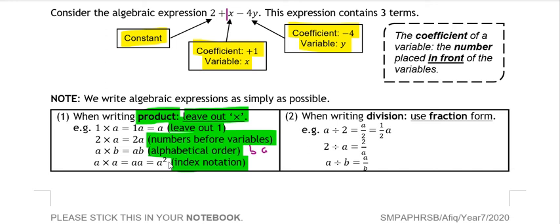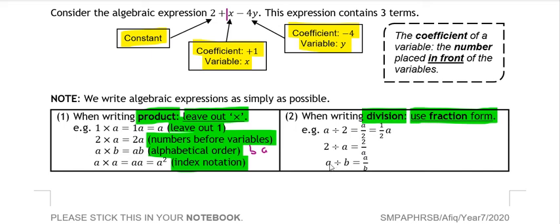Okay, let's do the second one, which is when you write division. When you write division, generally you have to use a fraction form. So here, let's say you have a divided by 2. It is equal to a over 2, or you can write it as half times a, half a. And then 2 divided by a, 2 will be on the numerator, and a will be in the denominator.